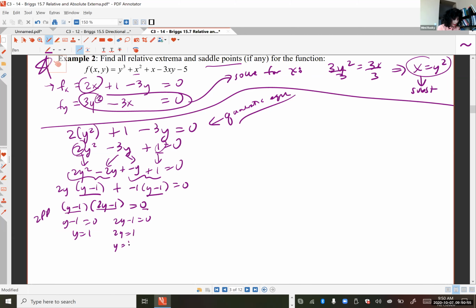Uh-oh. Are both of them right? Yes, they're both good. Well, what does that mean? That means you're going to have 2 critical points, but you have to be careful. One of them has a y coordinate of 1, and the other critical point has a y coordinate of 1/2. How do you get the corresponding x's? Anybody have an idea? I'll open it up.